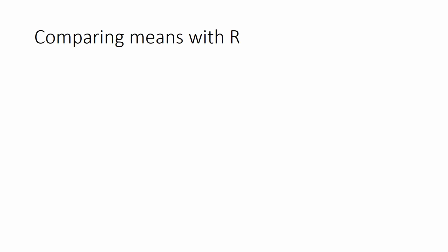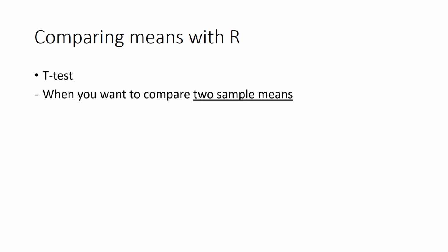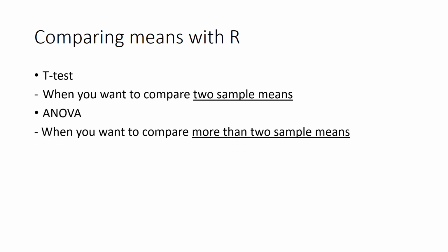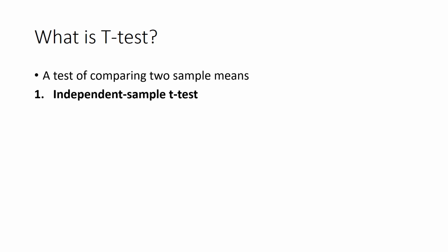There are two ways to compare the means. One is t-test and the other is ANOVA. T-test is for comparing two groups and ANOVA is for comparing more than two groups. What is t-test? T-test is a test of comparing two sample means. There are two types of t-tests: independent sample t-test and dependent sample t-test.